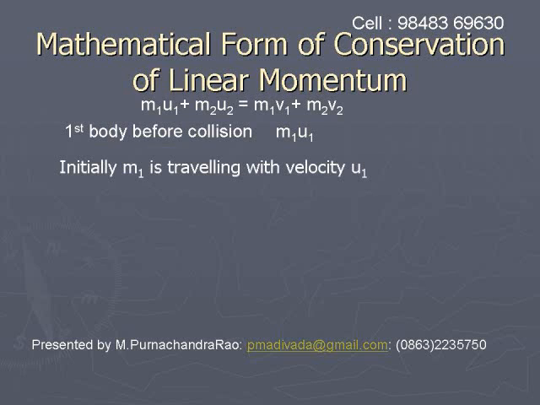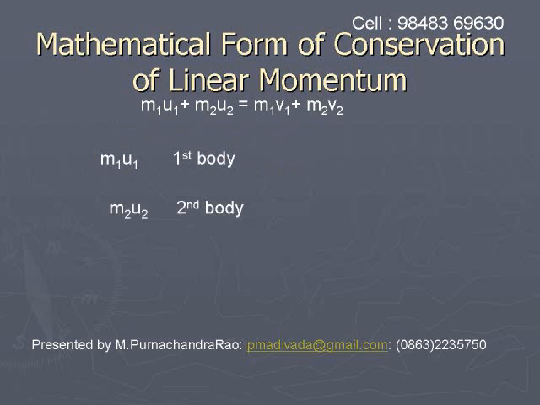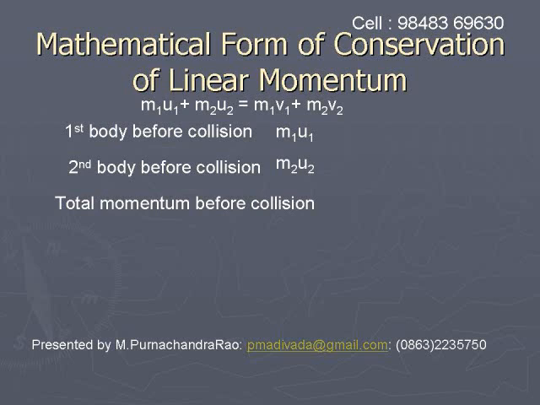m1u1 is the momentum of the first body before collision. m1 is traveling with initial velocity u1, so its momentum is m1u1. Similarly, the momentum of the second body before collision is m2u2. The two bodies together are a system, so the total momentum before collision is m1u1 plus m2u2.